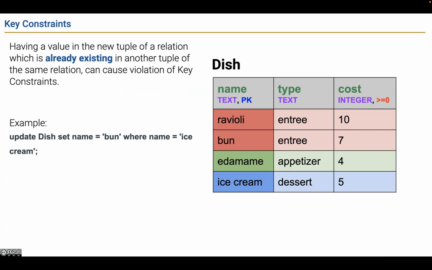So basically, if we have a value which already exists in the table, in the same relation, it will cause a violation of the key constraint. The value that exists mostly means the primary key, so we cannot have a duplicate primary key in this table. I have an example here. If I update the dish, set name equals bun where the name is ice cream, we're going to have two buns in this dish table. So that's really going to violate the key constraint.